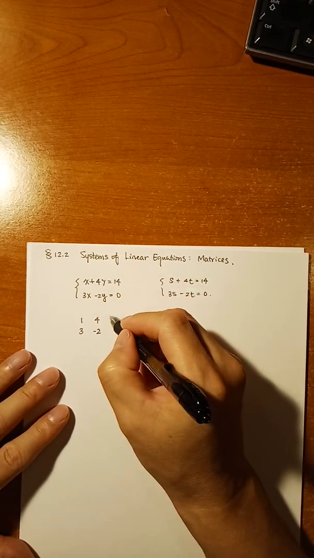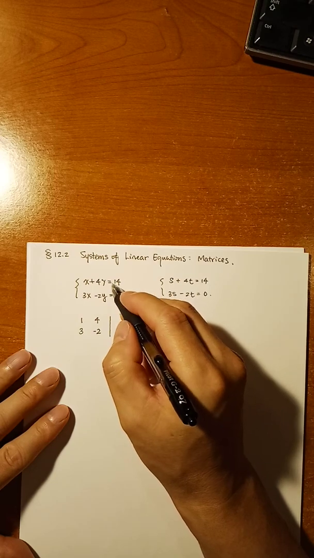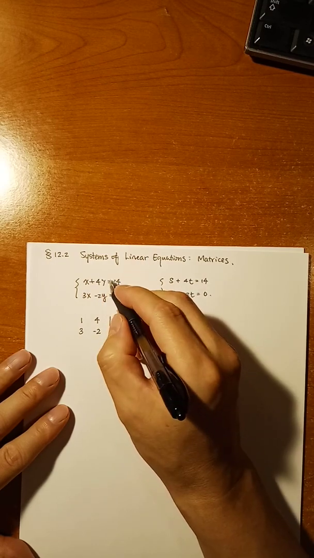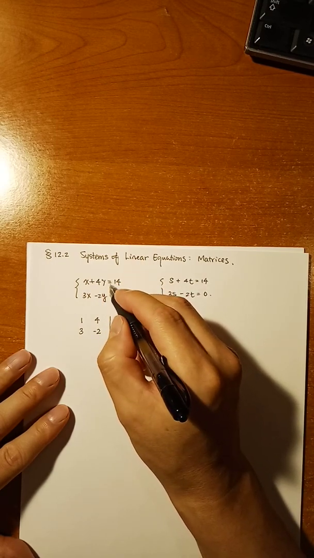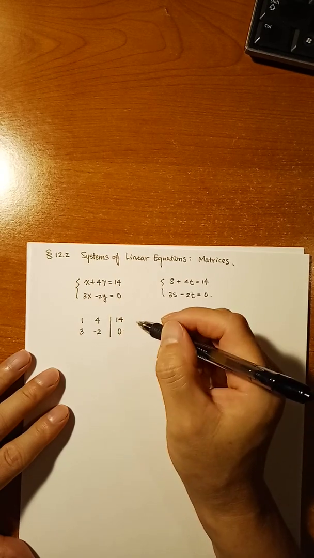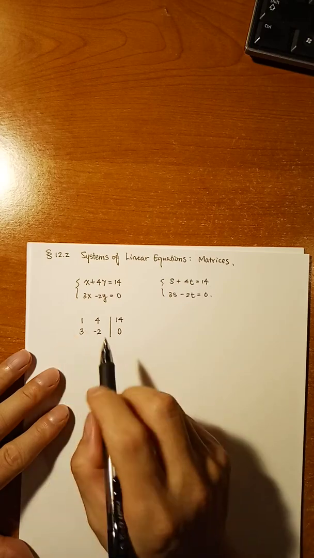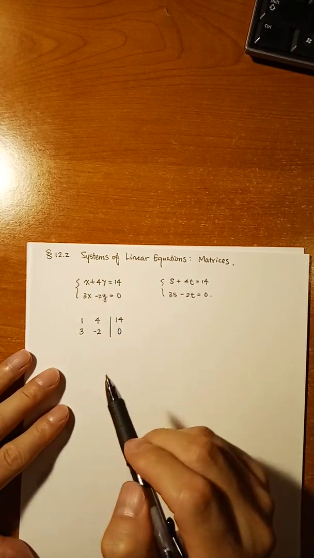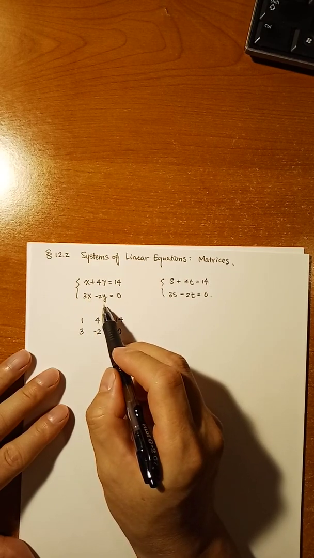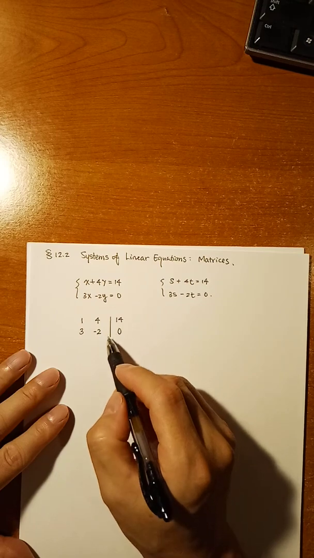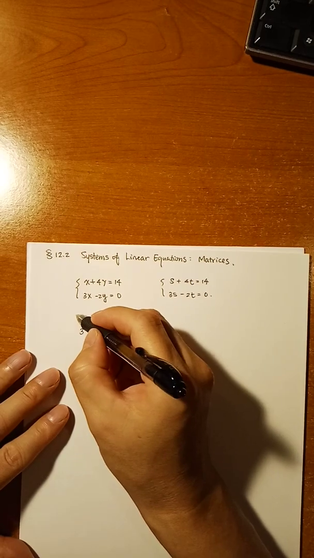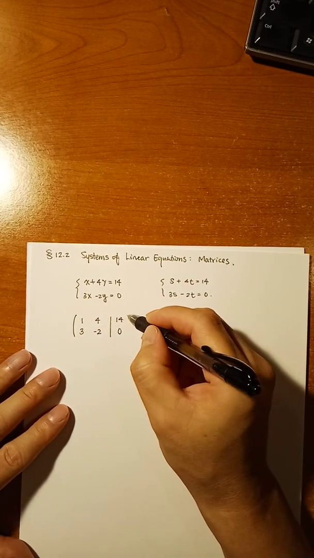And for the constant numbers, because those constant numbers are from the other side, we draw this vertical segment to represent or to remind us the equal sign. So here's a 14, the position here is a 0. Thus 1 is the coefficient of the first variable, 4 is the coefficient of second variable, 3 is the coefficient of first variable, -2 is the coefficient of second variable. On the right side of this vertical segment, they are the constants from the right-hand side. And we put them like this.